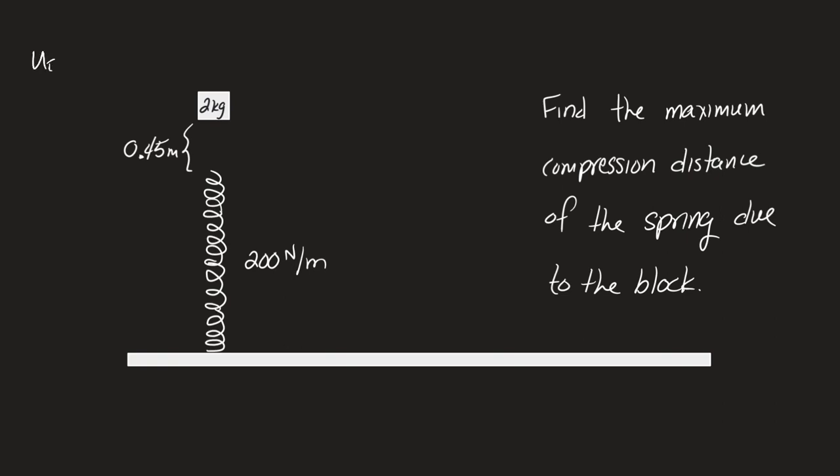Elastic potential energy is 1/2 kx squared. Gravitational potential energy, mgh. Kinetic energy, 1/2 mv squared. Work is the integral of F dot dx.